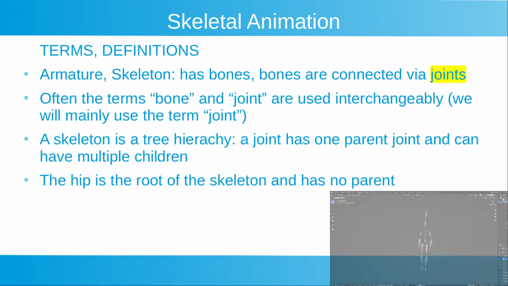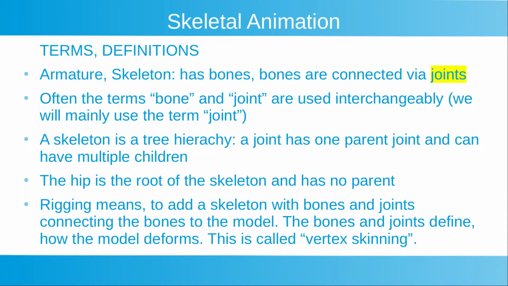The term rigging means to add a skeleton with bones and joints connecting the bones to the model. The bones and joints define how the model deforms. This is also referred to as vertex skinning.